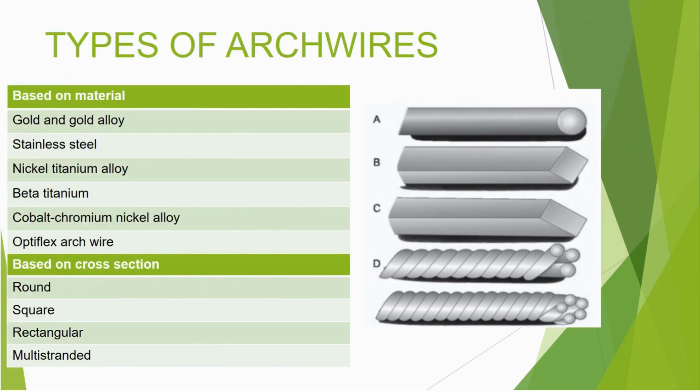Arch wires are classified based on the materials used and based on the cross section. Based on the materials used, they are classified as gold and gold alloys, stainless steel, nickel titanium alloys, beta titanium, cobalt chromium nickel alloys, and optiflex arch wires. And based on the cross section, they are classified as round, square, rectangular, and multi-stranded wires. In the given picture, we can see the round, square, rectangular, and multi-stranded wire.